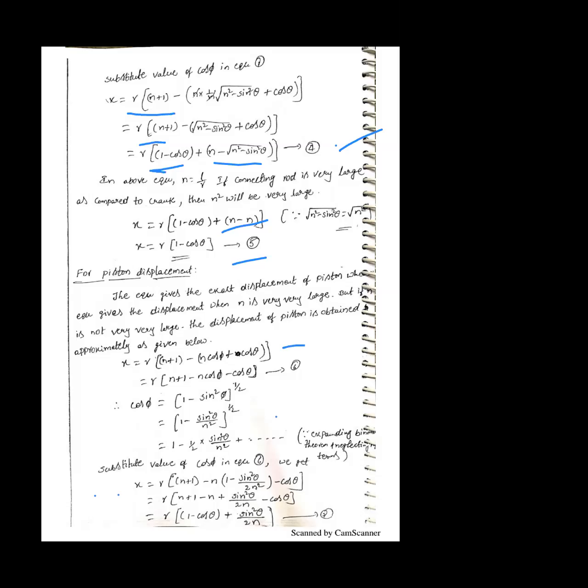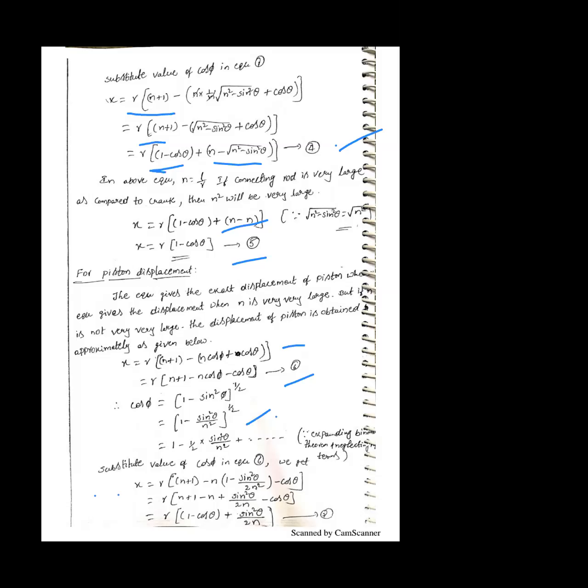Now, they may also write here r into n plus 1 minus n cos phi minus cos theta, taken as equation number 6. Here, cos phi is the value we found earlier: 1 minus sine square phi whole power 1 by 2. It may also be written as 1 minus sine square theta by n square whole power 1 by 2.